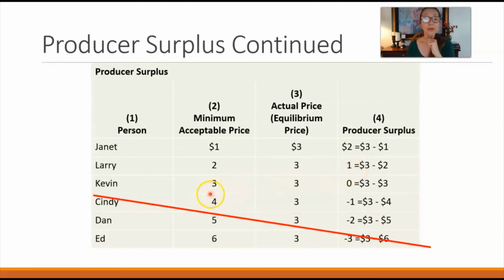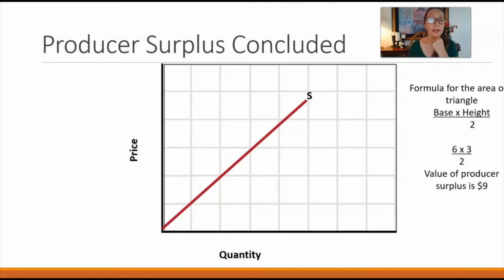Kevin will sell ice cream for $3. That's his marginal cost, and he's getting $3. So Kevin gets 0 producer surplus, but he does get his cost recovered when he makes the ice cream. Cindy, Dan, and Ed all have negative producer surplus, which means that they are not going to be producing the ice cream. Their marginal cost is higher than the price the ice cream is being sold for in the market. Okay, so how do we find producer surplus for a market?